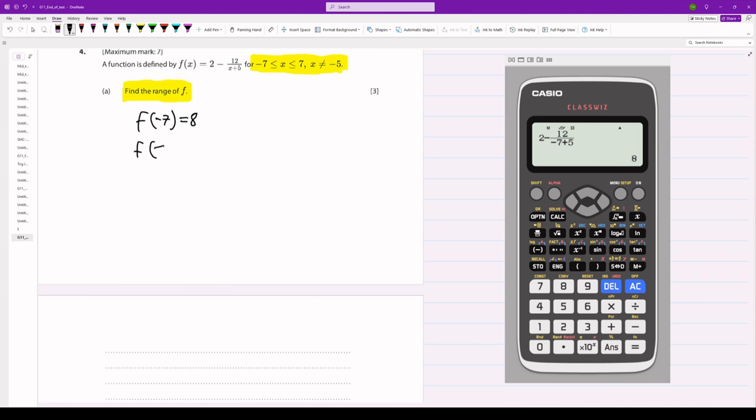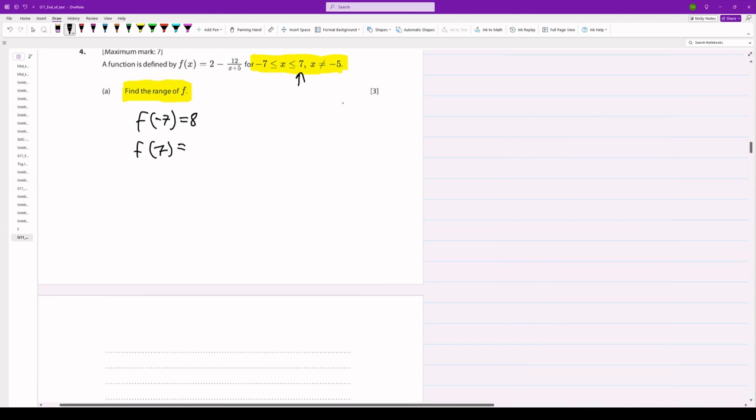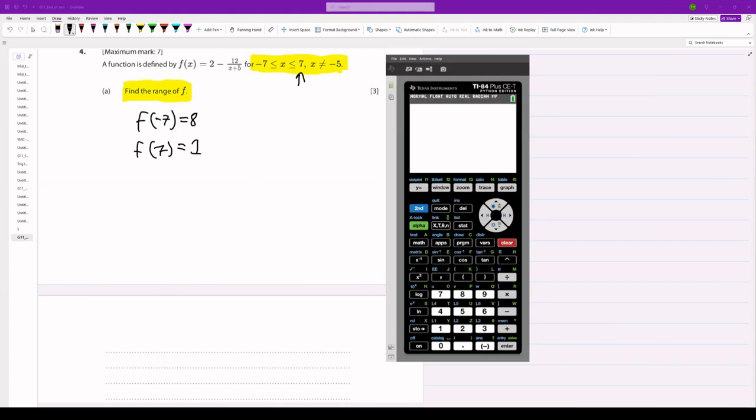And let's do the other one. F of 7, the other end, the top end of my domain, that's the word I'm looking for, is the same thing, but with a positive 7. I get 1. Whoa. I saw a lot of people put them between each other, but actually you don't know the shape of it. So what you need is you need your calculator to tell you what's the shape of this graph. So 12 divided by x plus 5.